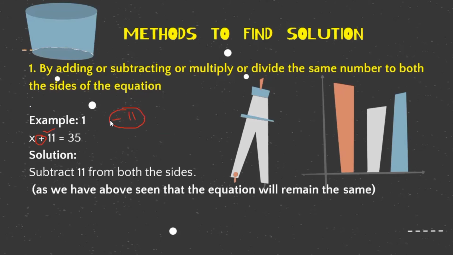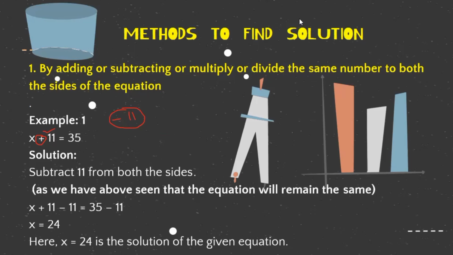So x plus 11 minus 11 is equal to 35 minus 11. This plus 11 and minus 11 will be cancelled. So x will be 35 minus 11, which is 24. x is equal to 24. So this is the solution of the given equation. Got it?